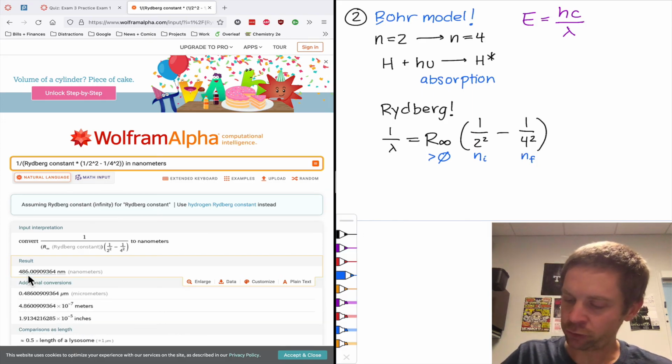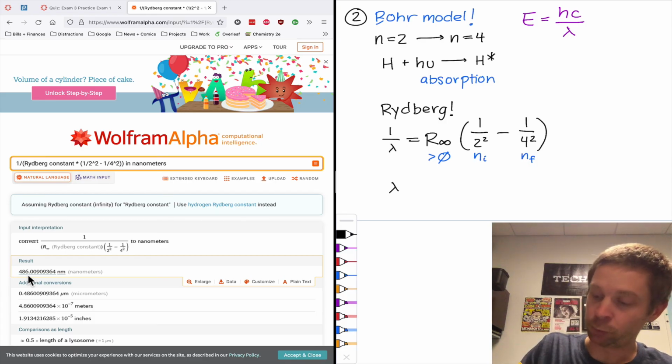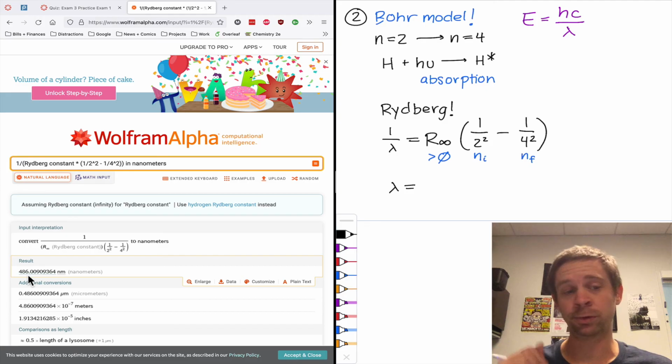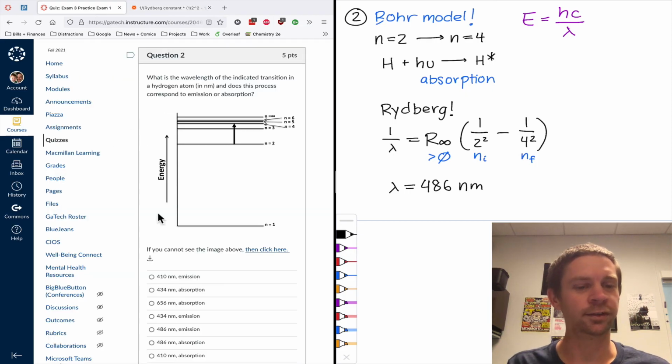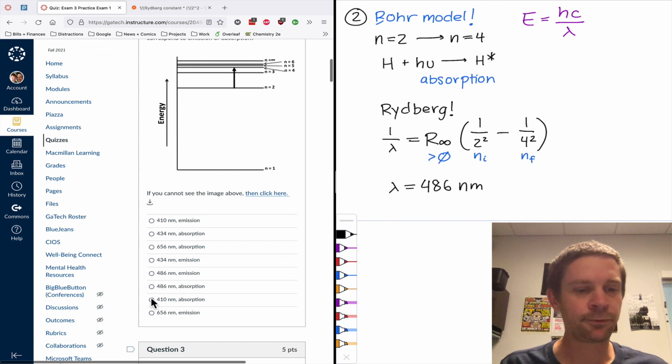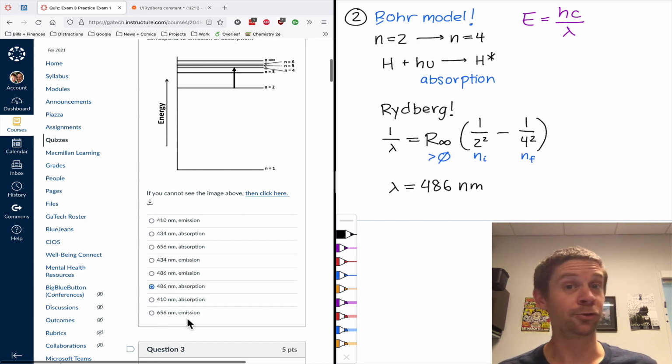So you'd have to do a bit of algebra to solve this on your calculator. The Rydberg constant would be given, but the Rydberg equation is something you'd want to have on your crib sheet. So 486, there it is, 486 nanometers, and that should be one of the choices. Let's make sure that it is. Yep, 486 nanometers absorption. There you go.